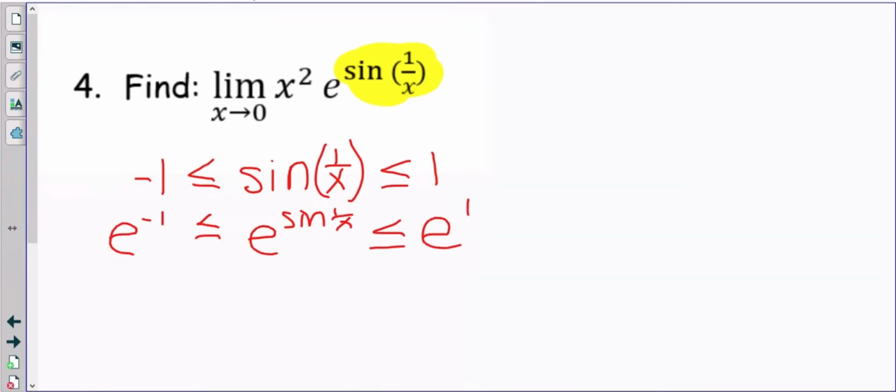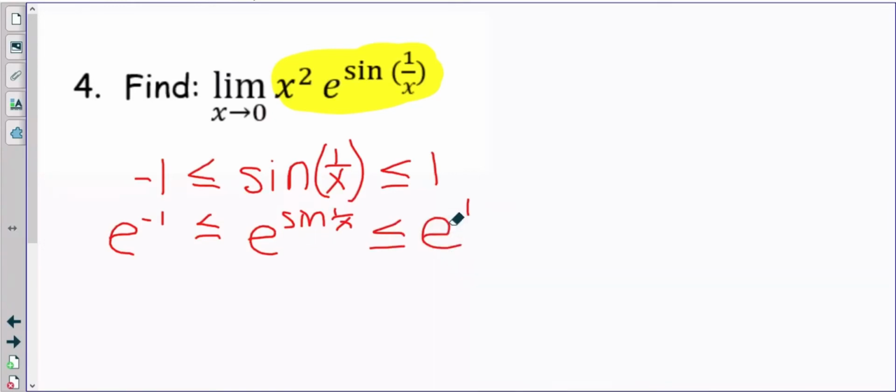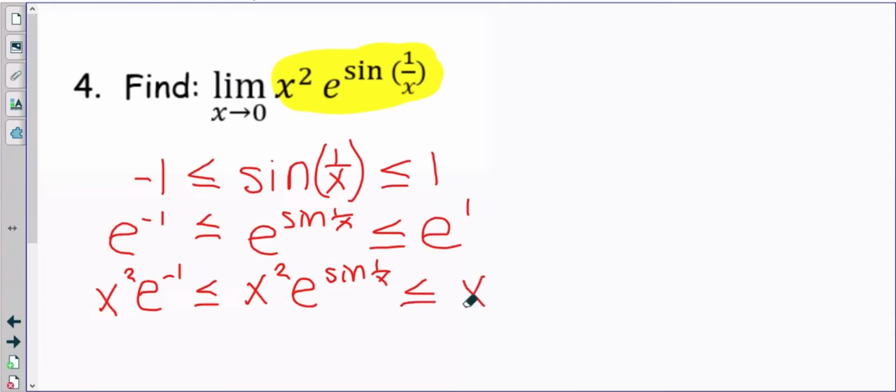I'm still not back at my original function. Remember, this is my whole original function. I'm almost there in the middle, but I need an x squared. So the next thing that I'm going to do is multiply all sides by x squared. So x squared e to the -1 is less than or equal to x squared e to the sine of 1 over x, which is less than or equal to x squared e to the 1. And now we've got it. We have our middle function exactly the same as the original.